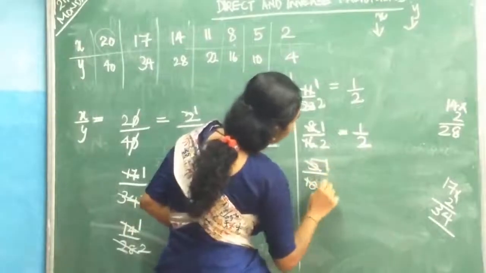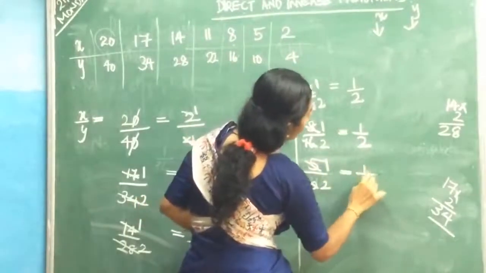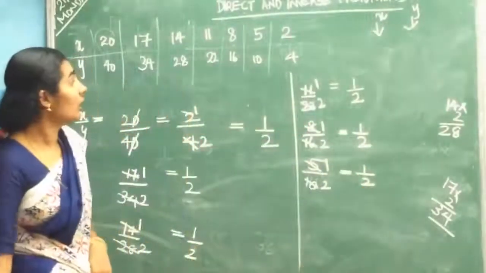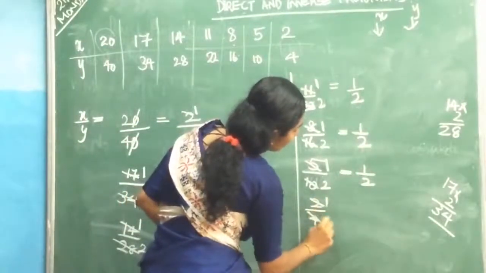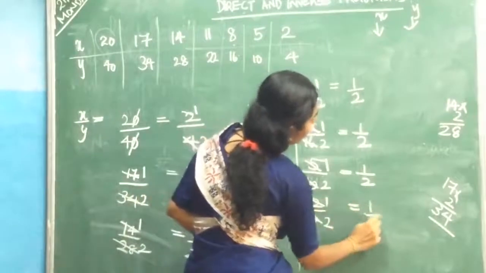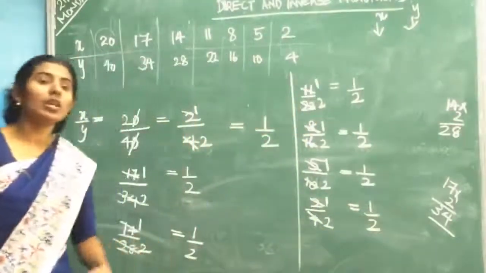5 ones are 5, 5 twos are 10. So you are getting the ratio 1 by 2. Next one, 2 by 4. 2 ones are 2, 2 twos are 4. So you will get the ratio 1 by 2.